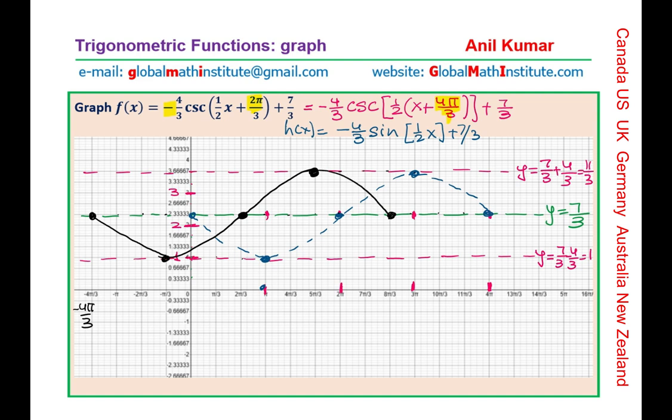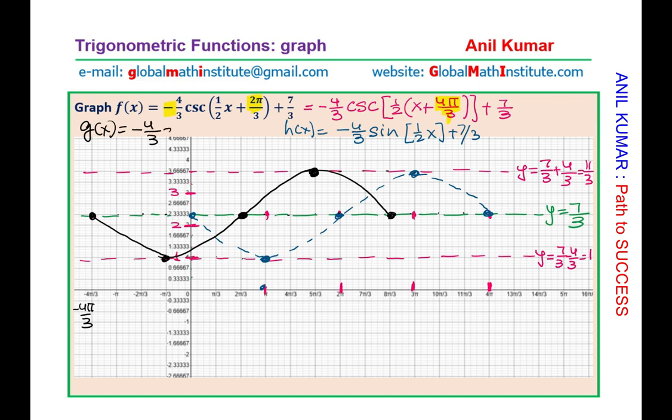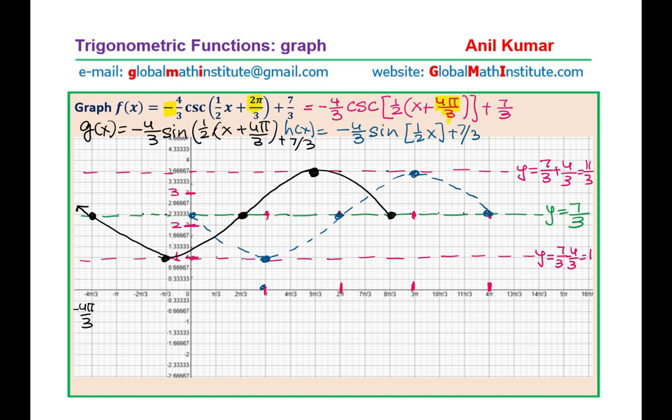So that is the function, let's call this g of x, which is minus 4 by 3 sine of half x, and within brackets, x shifted 4 pi by 3 to the left, plus 7 by 3. Do you see the sine function now? Correct? Of course, this is periodic, so it will move.